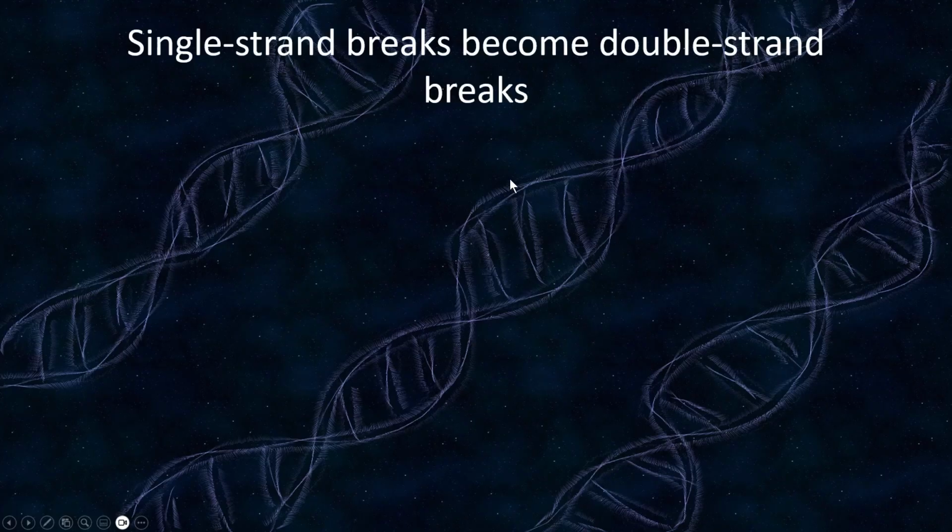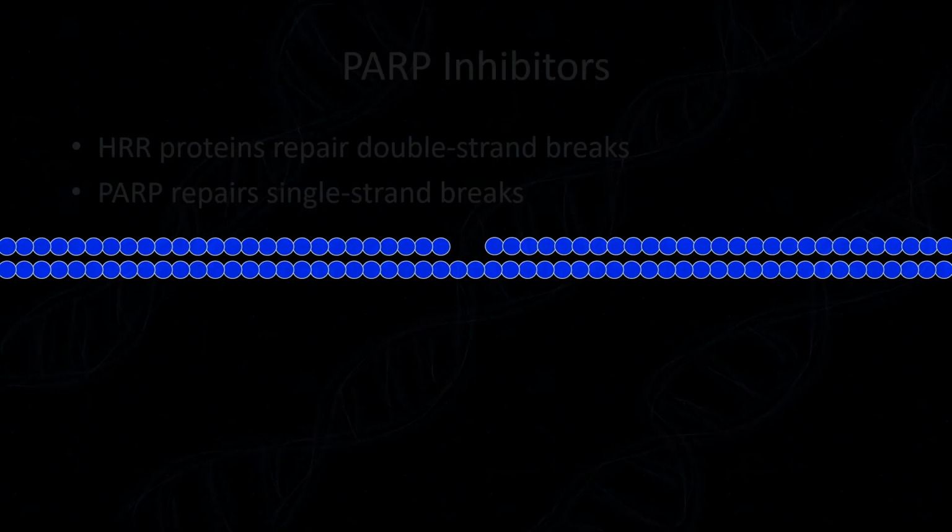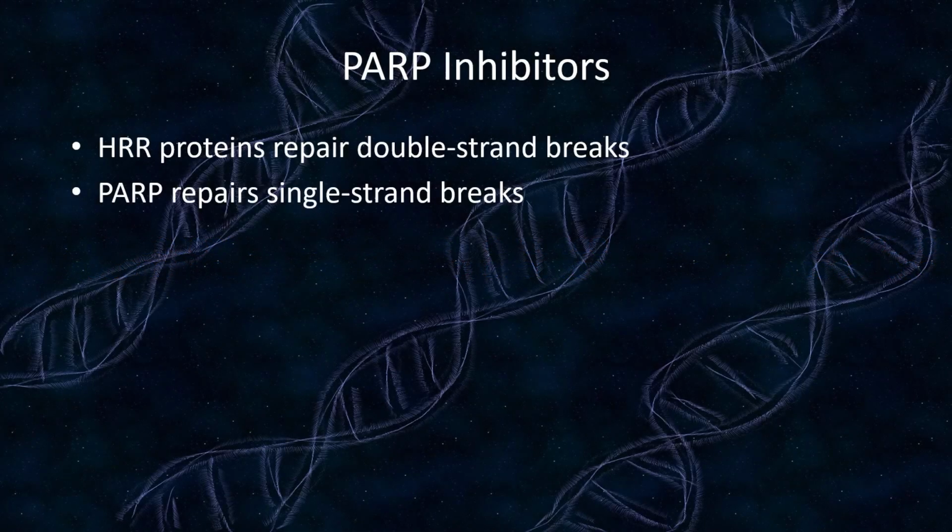And so they're connected because single-strand breaks can become double-strand breaks. So say you have a single-strand break and the cell is dividing, strands are replicating. So that single-strand break is now going to become a double-strand break that would need to be repaired by the HRR, homologous recombination repair pathway. So again, HRR proteins repair double-strand breaks, PARP repairs single-strand breaks.